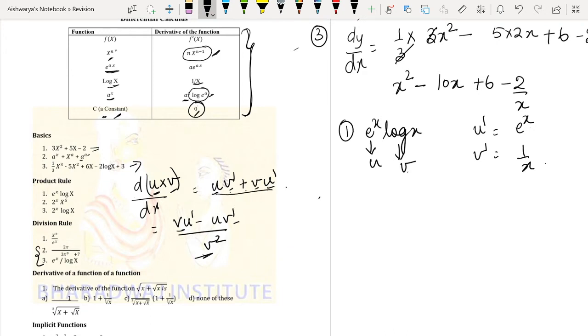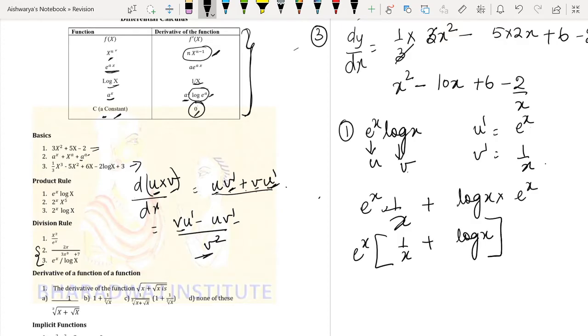Now using this particular formula it will be e power x into v dash value, which is 1 upon x, plus v value, which is log x, into u dash, differentiation, which is e power x. So e power x, it will be 1 by x plus log x. Okay, so this is what you will be having. Now I am going to leave the second one for your practice and I am going to go to the third question straight away, just for the sake of time, because we have already lost quite some time now.